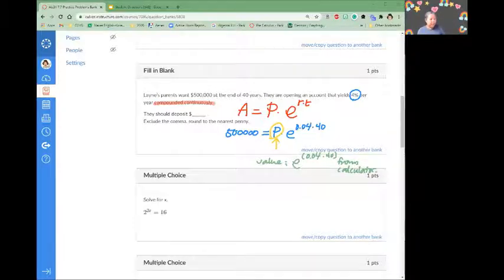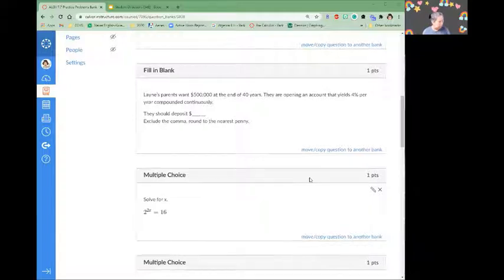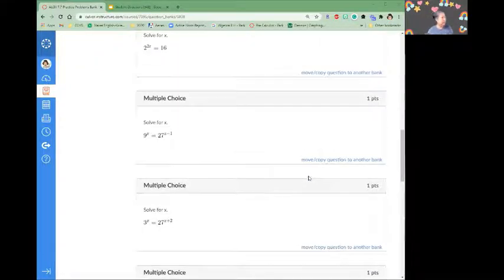Okay, then now let's take a look at some simple exponential equations and logarithmic equations really quickly, okay? Let's take a look at this one. 9 to the power of x is 27 raised to the power of x minus 1.